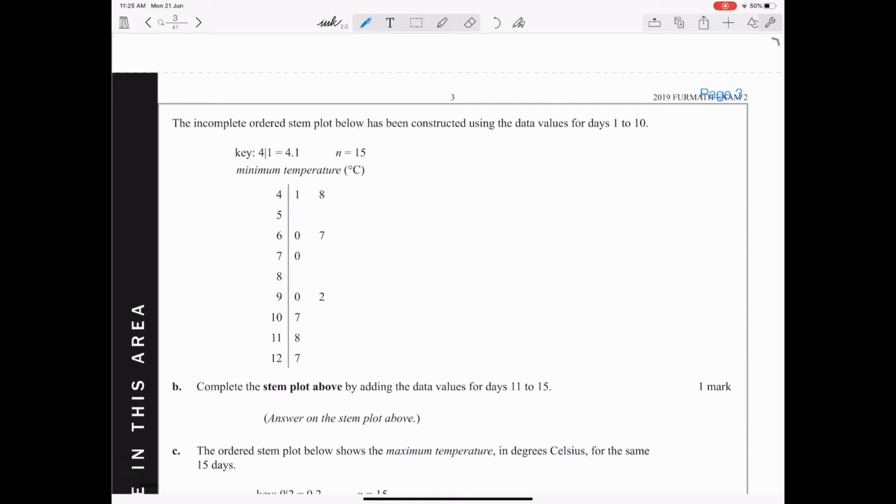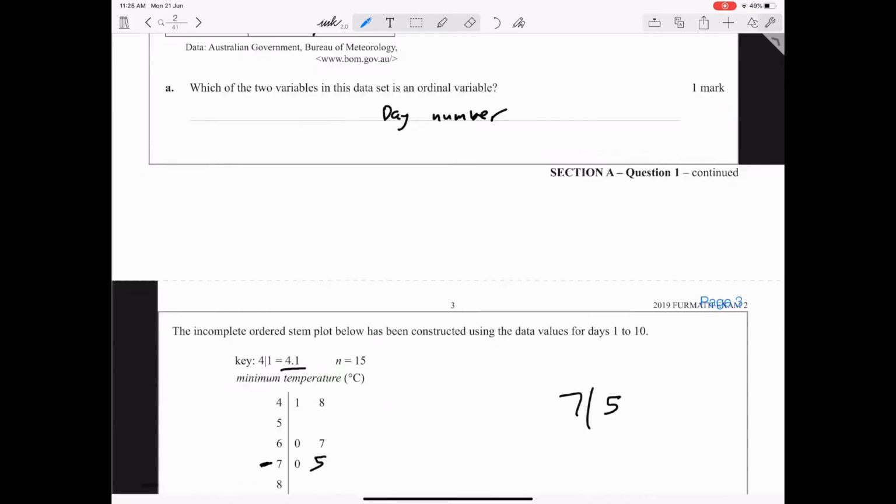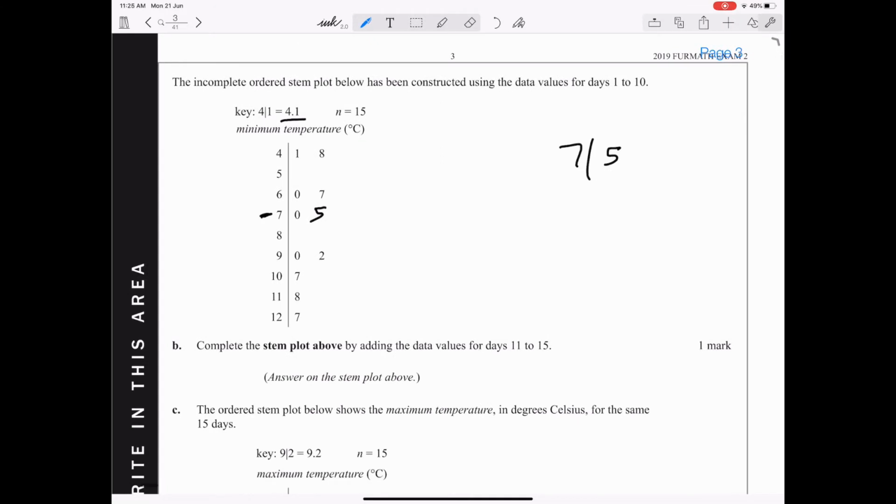So we know day 11 is 7.5. The key over here gives us an indication that 7.5 would be like that. So we go down, 7 is over here, 7.5 therefore would be there. And day 15 is 7.7. So therefore on the stem plot, 7.7 would also be there.